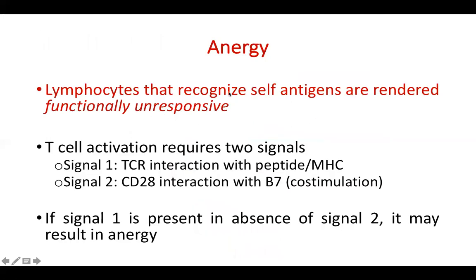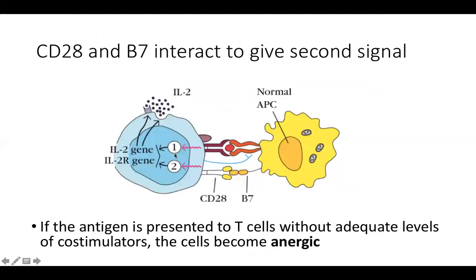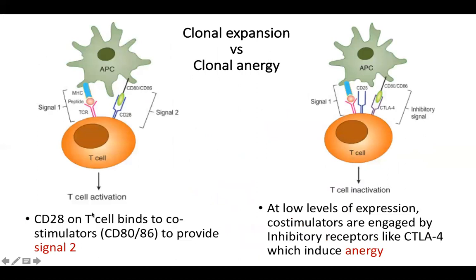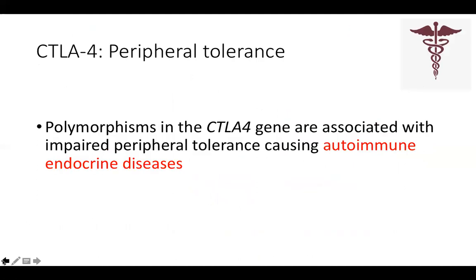So coming one by one to them. Anergy: lymphocytes which recognize self-antigens are rendered functionally unresponsive. How? Because signal 1, T cell receptor with peptide MHC, signal 2, CD28 with B7. So signal 1 is present, but signal 2 is absent. It leads to anergy. Signal 1, signal 2, repeat है सारा, बार बार नहीं बोलूँगा, बोर हो जाओगे.